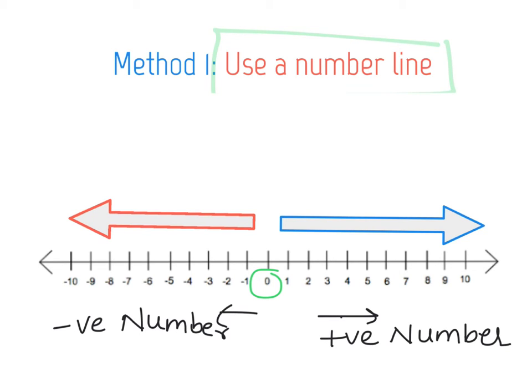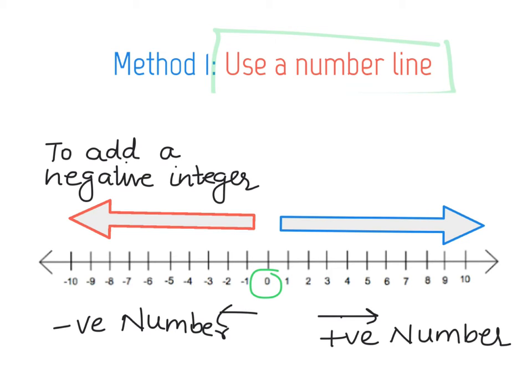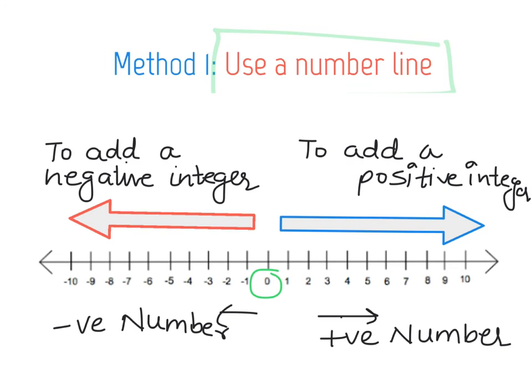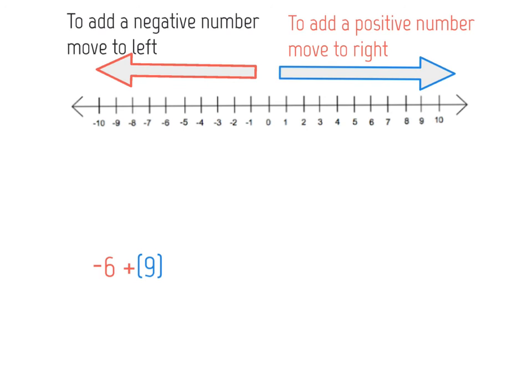Now to add or subtract integers, the first rule is that if we have to add a negative number, then we move to the left of the number line. So let me just write it down. To add a negative number or integer, move to the left. Second, if I have to add a positive integer, then I need to move towards the right. So I'll write it down. To add a positive integer, move to the right. I hope this part is clear to you.